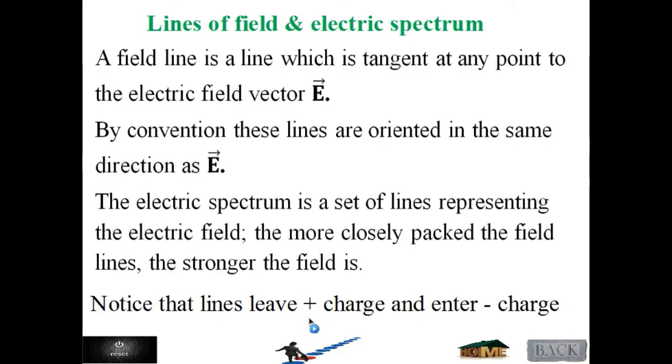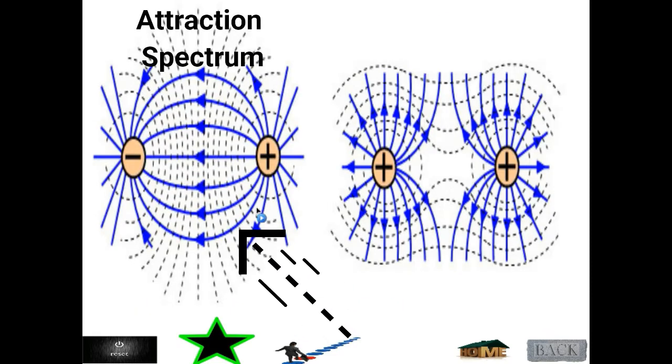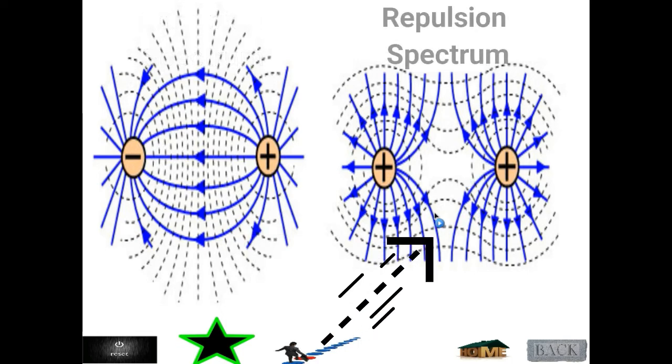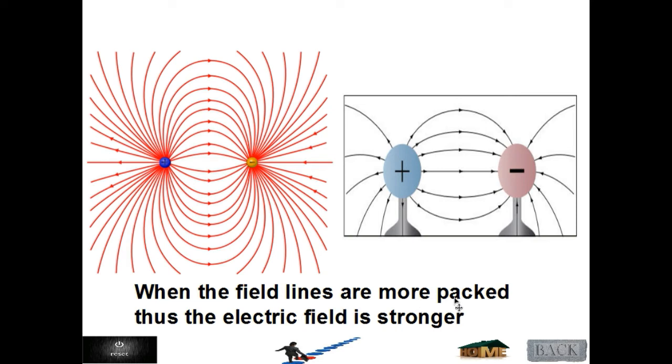Notice that the lines leave the positive charge and enter the negative charge. Here we can see the spectrum for attraction and this one, the spectrum for repulsion. We can observe here that when the field lines are more packed, the electric field is stronger. Of course, the figure at the left has a stronger field, while the figure at the right has a weaker field.